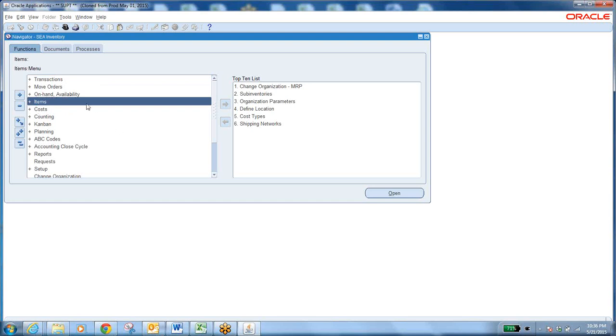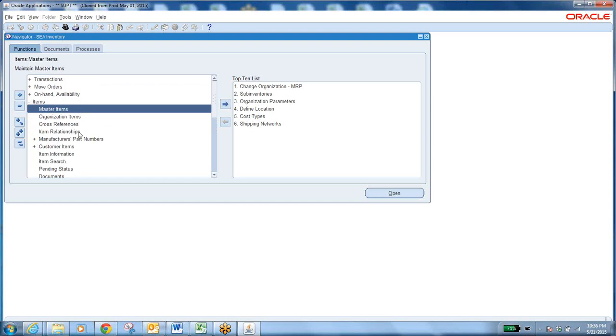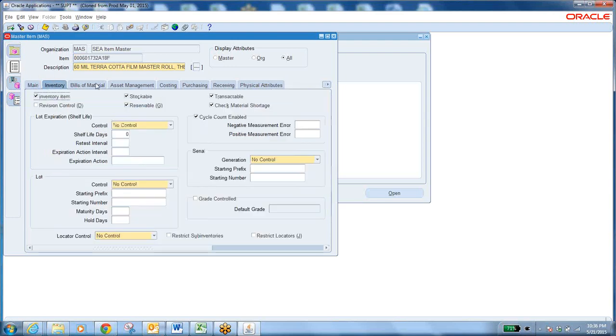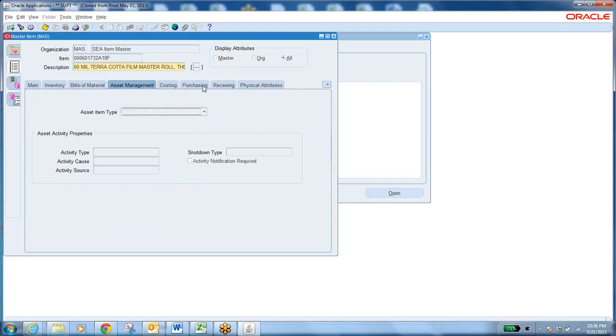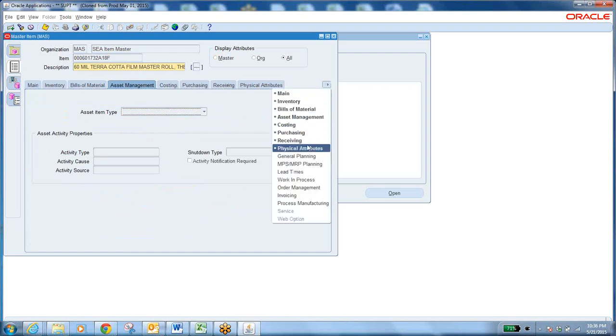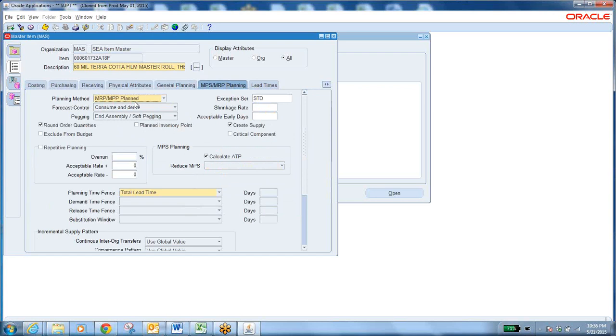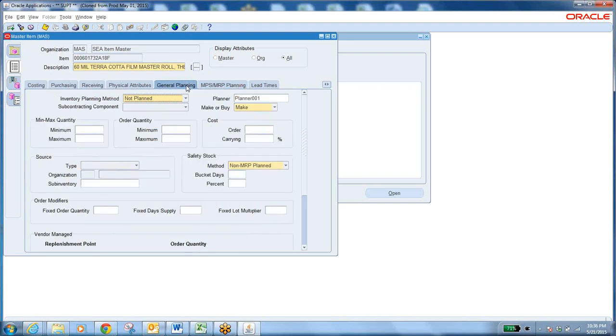Any item if you select, I will tell you one more concept. It is a simple planning method. Of course, for that, let us take any item. If you query any item, we have the different tabs: inventory tab, bills of material tab, asset management tab, costing tab, purchasing tab. Similarly, we have planning tab, general planning, simple planning. Here we have, it's not planned. We have MRP planned. So that means that is advanced supply chain planning, MRP material requirement planning. It is advanced version of the planning methods.